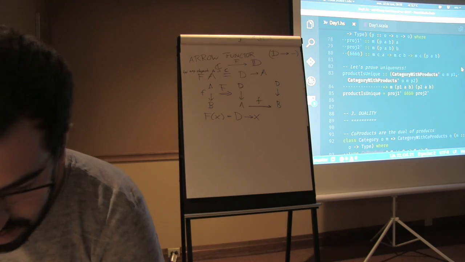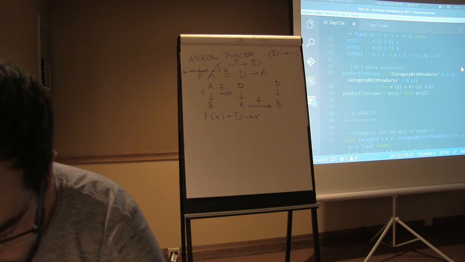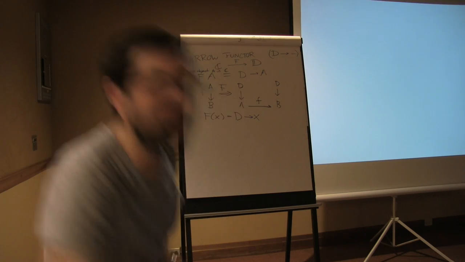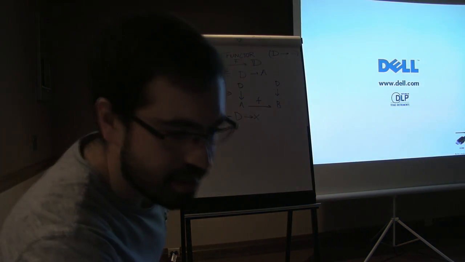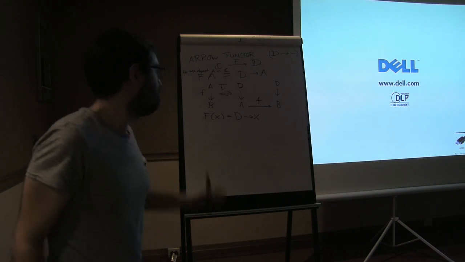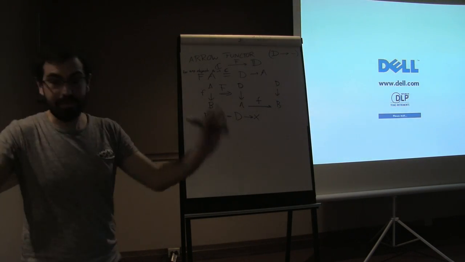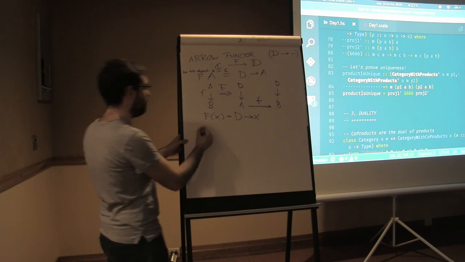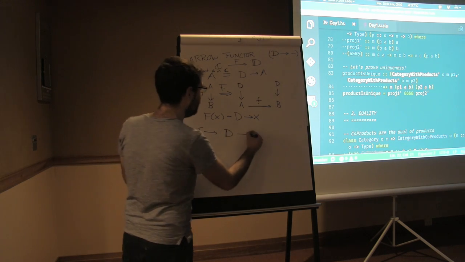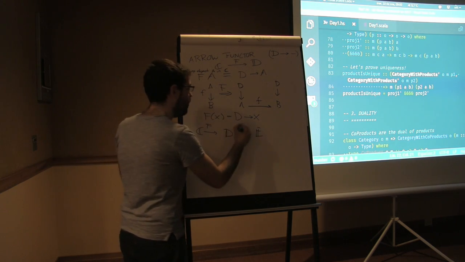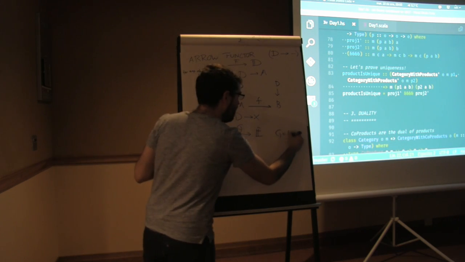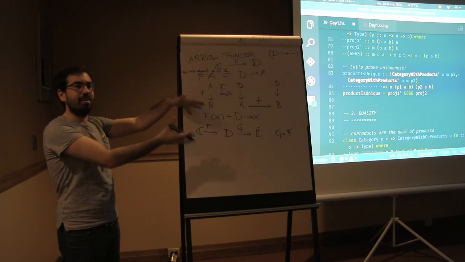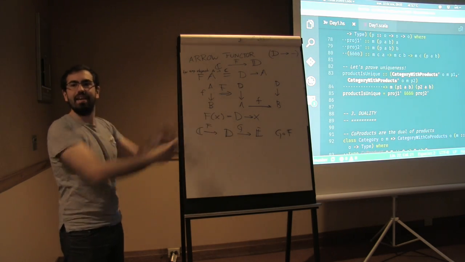Okay, so I have one more minute to tell you a couple of things. First of all, and you were already expecting this, I guess. Okay. Functors compose. So if we have a functor from F to D to E, we can have a composed functor G to F. So again, composition is intrinsically in category theory.